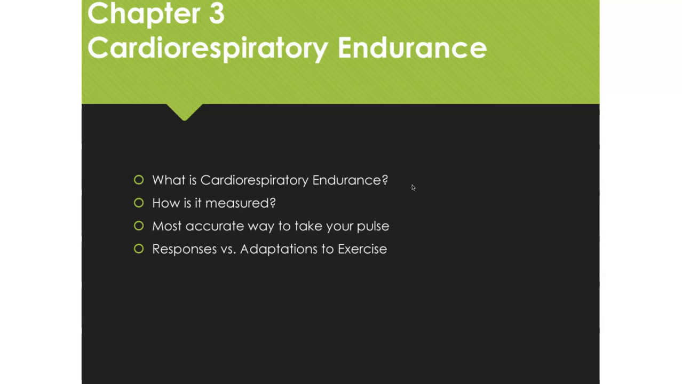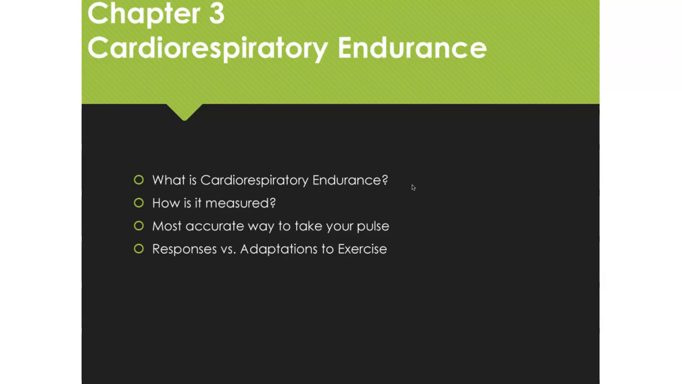We also talked about responses versus adaptations to exercise. Responses are the ones that are going to be short-term or immediate, such as your heart rate increasing or your stroke volume increasing. Remember, these are short-term changes.